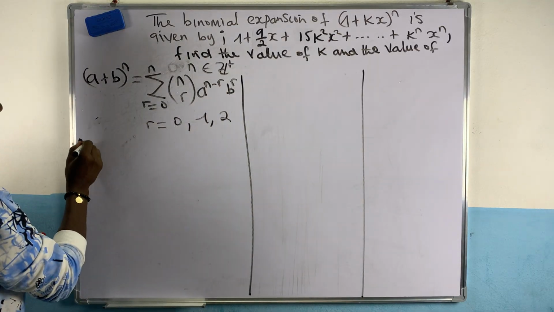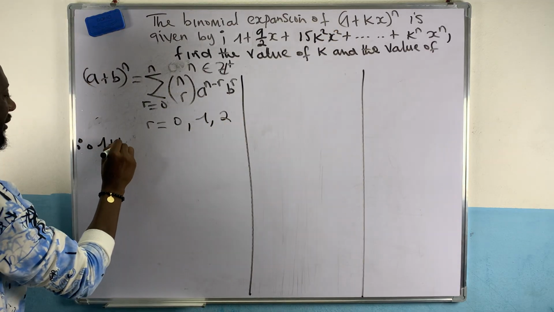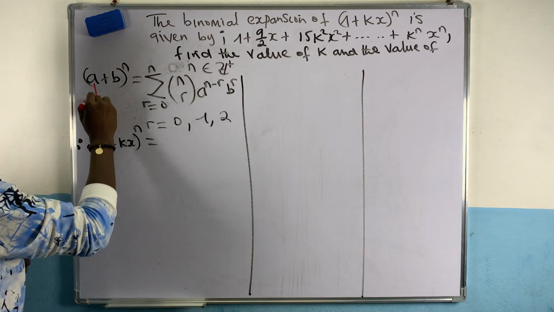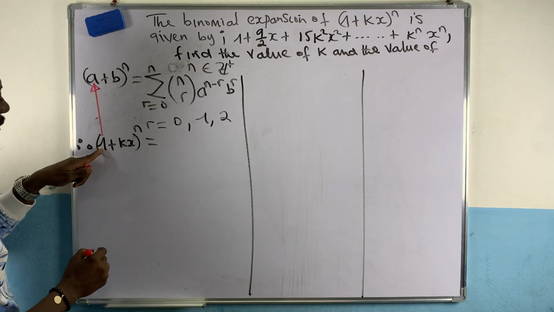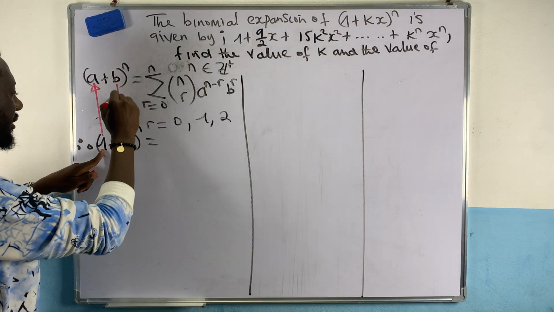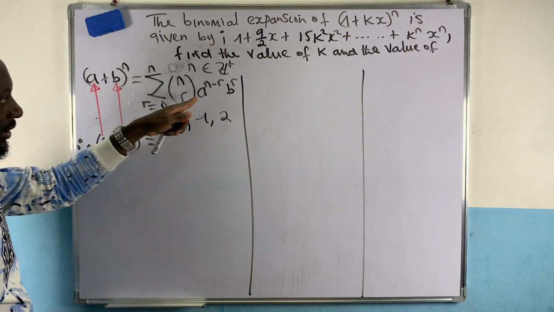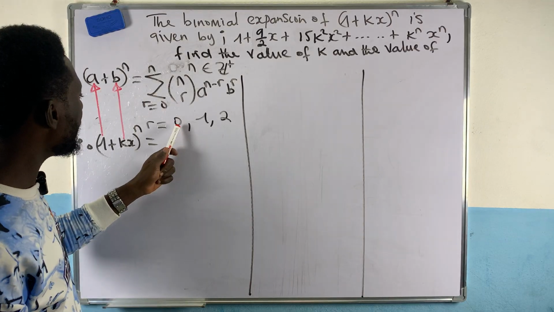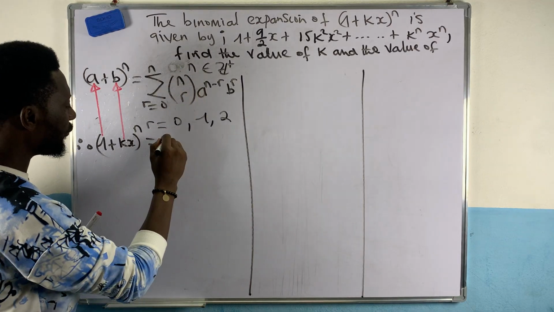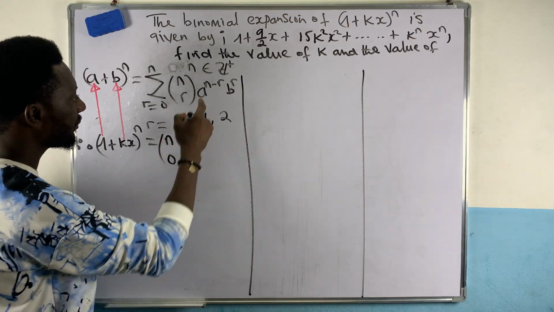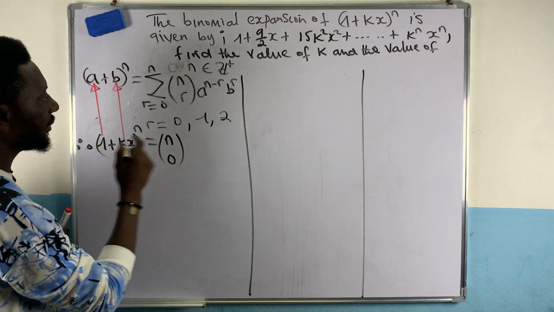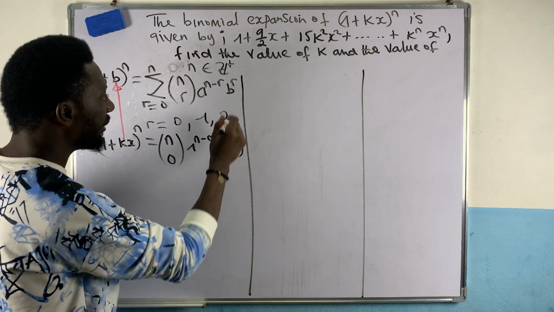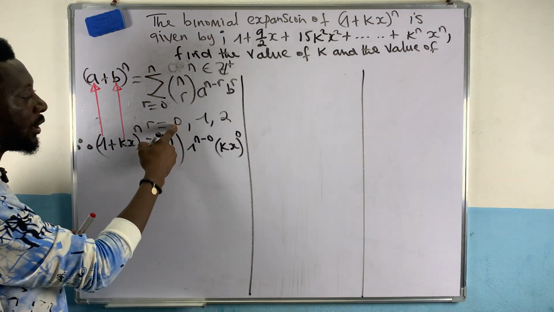So therefore, the expansion (1 + kx)^n could be obtained as follows. In the place of a, I will replace 1. In place of b, I will replace it with kx in this formula. The n is still equal to n. So when r is 0, this formula becomes n combination 0, a, which is 1, to the n minus 0, b, which is kx, raised to the power 0.